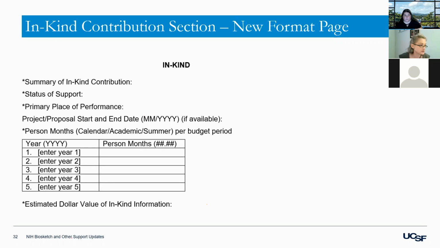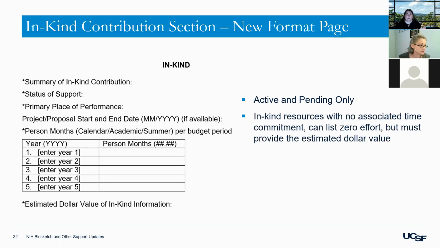primary place of performance is the same, dates are the same, and then budget, effort if available, and then estimated dollar amount. So it's for active and pending only. You do not need to do completed for the in-kind sections. In-kind resources with no associated time commitment can be listed with 0 effort, but then it must provide an estimated dollar value. So you can't have both no effort and no estimated dollar value. They can't both be 0. You have to have one or the other listed.